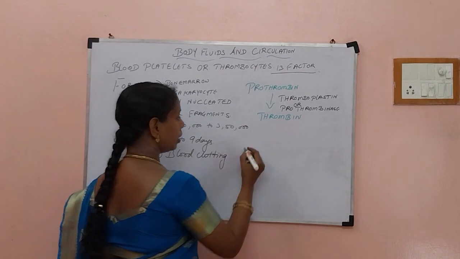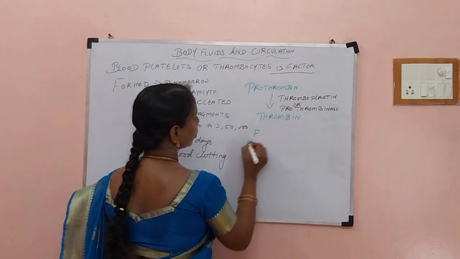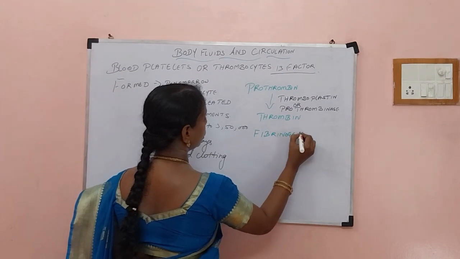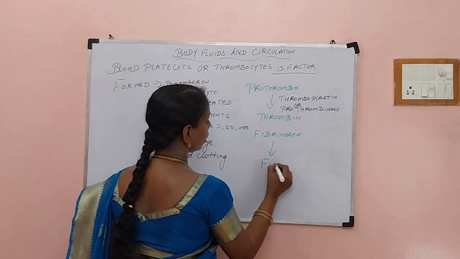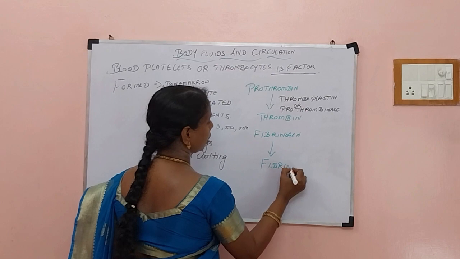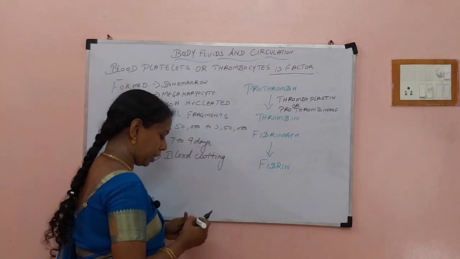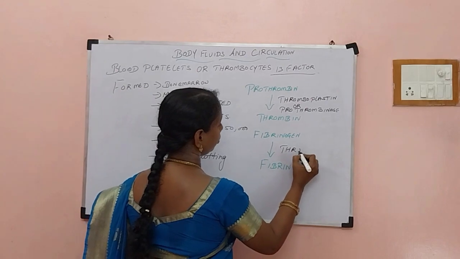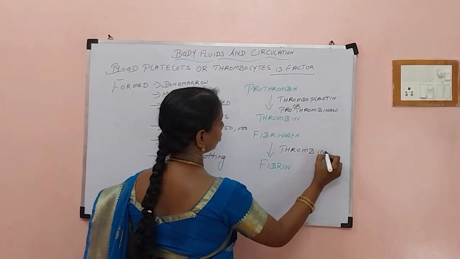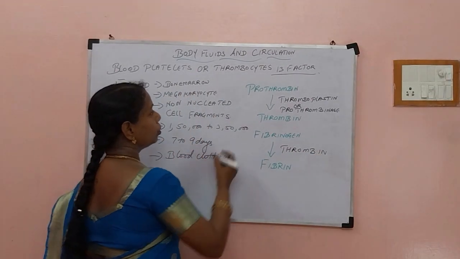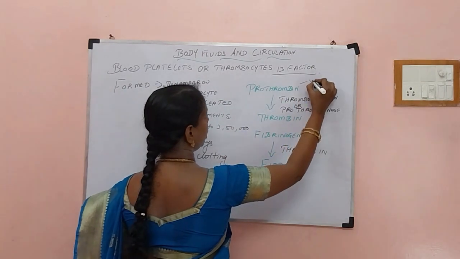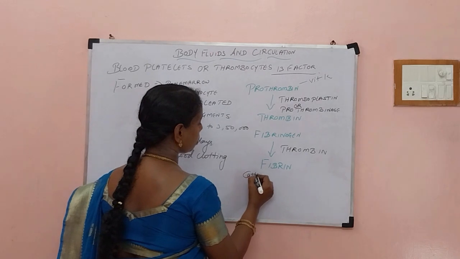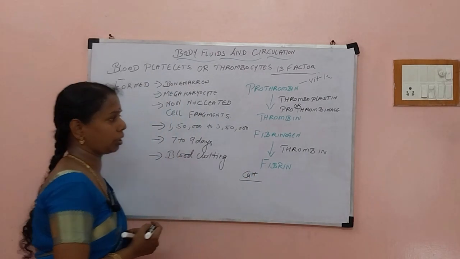Then we are converting soluble fibrinogen into insoluble fibrin, which is a blood clot, a jelly-like matter of the blood formed because of this thrombin. And to synthesize prothrombin, we need vitamin K. And of course, calcium ions play a major role in blood clotting.